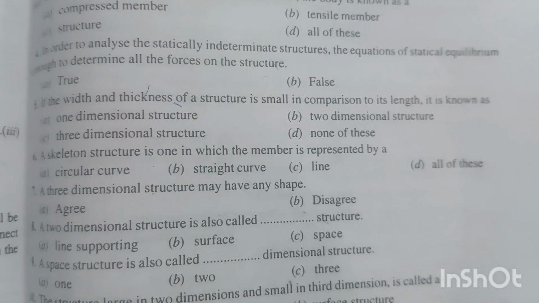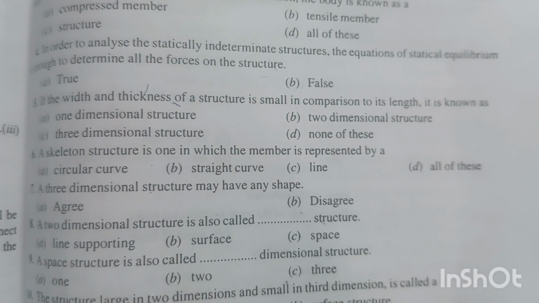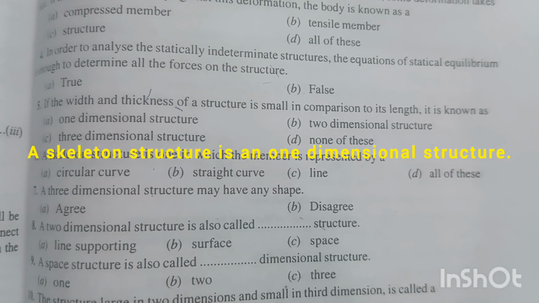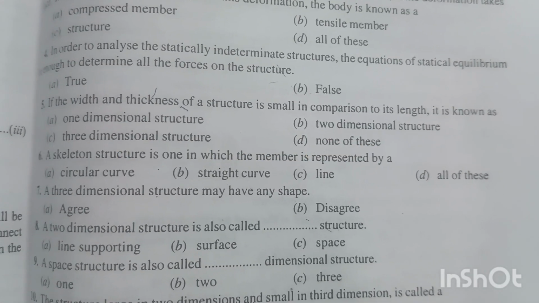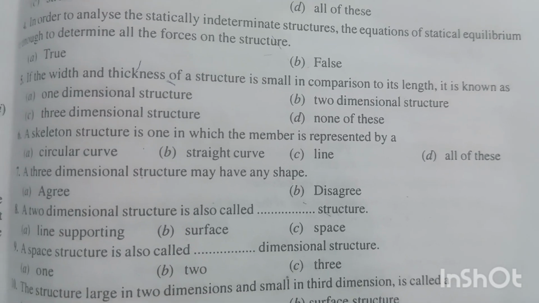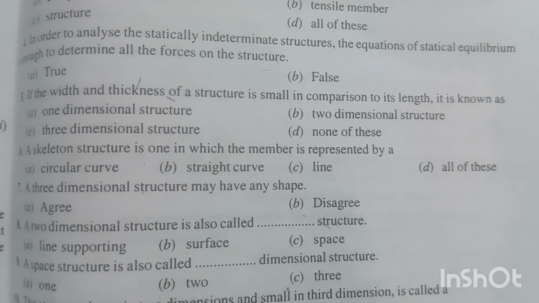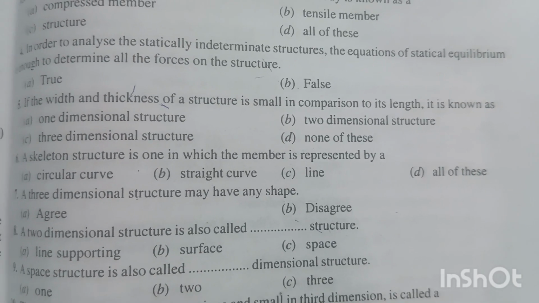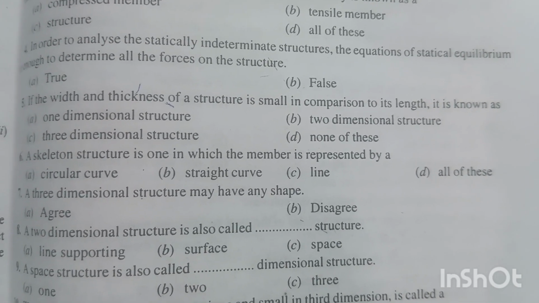Question number 6. A skeleton structure is one in which the member is represented by a line. Option C is the right answer. Question number 7. A three-dimensional structure may have any shape. Option A is the right answer. Agree. Three-dimensional structure means space structure.